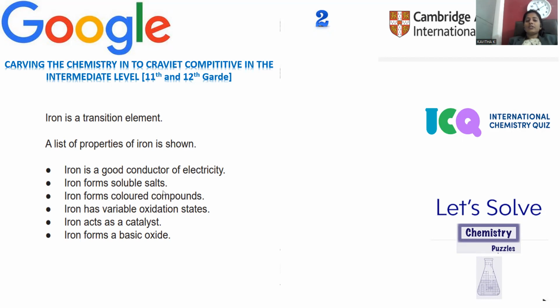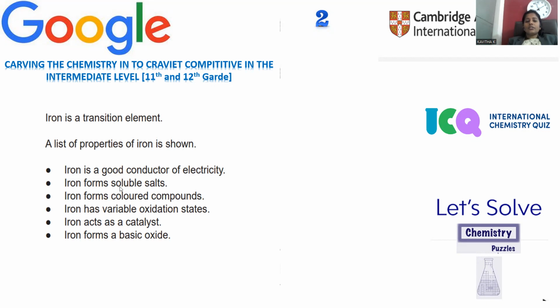Iron forms soluble salts. Whenever an iron salt is taken, whatever iron salt was taken, ferrous sulfate, let me take ferric sulfate, let me take ferric chloride, when added to water, a red color we can observe.